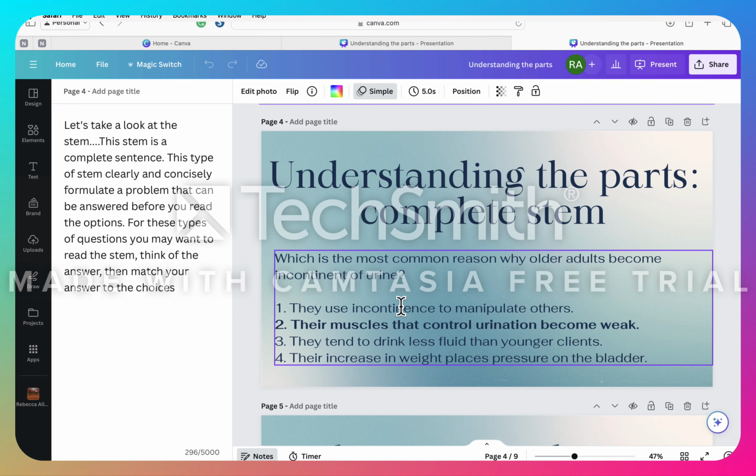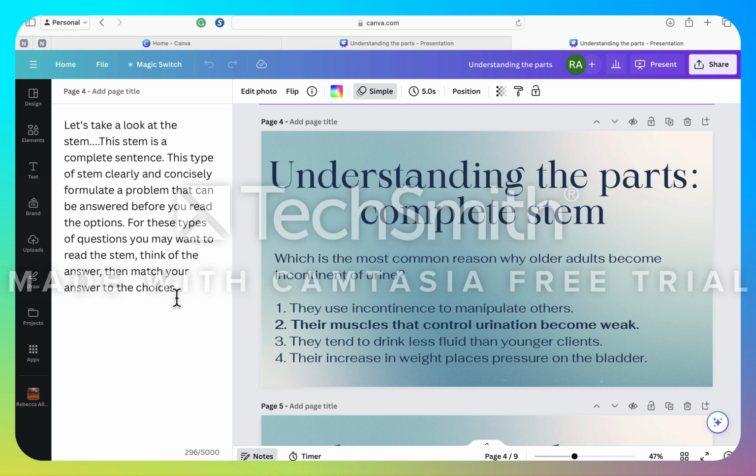The stem clearly and concisely formulates the problem that can be answered before you read the options. When I was in nursing school, if I came across a question and saw it was a complete sentence, we took the test on paper because I'm old, and I'd cover up my answer choices. I'd read the question, think about it, and answer it, and then I'd find an answer choice that matched what I picked, and I moved on.